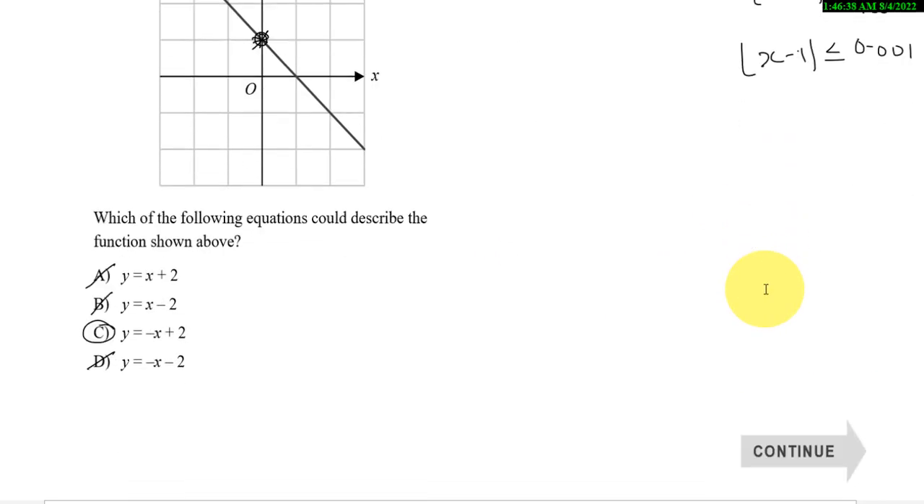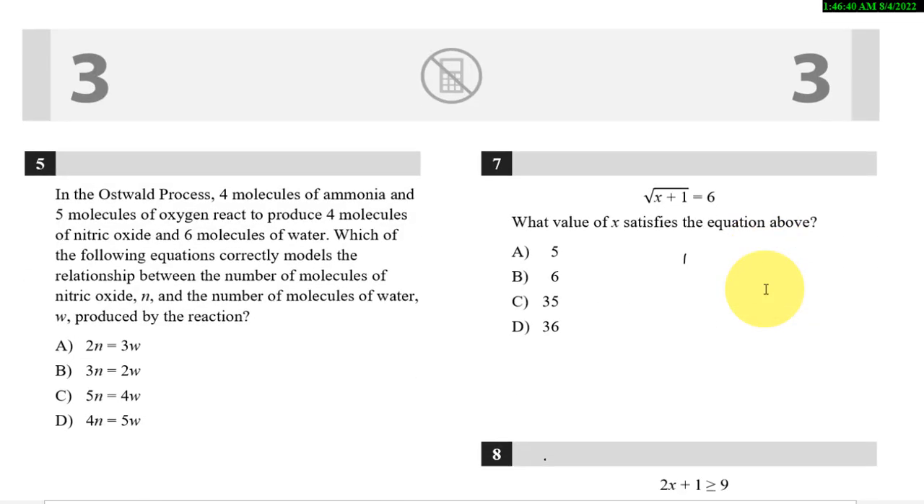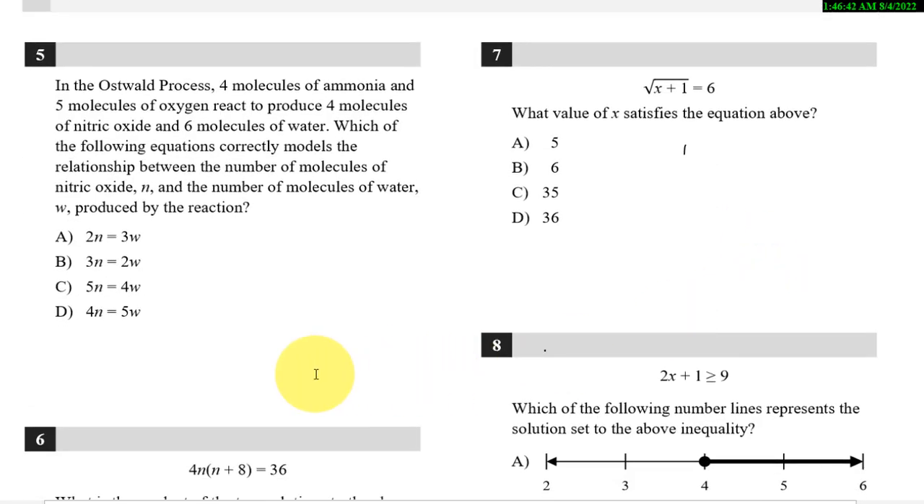Alright. Number 4 is done, so we head to number 5. In the Ostwald process, 4 molecules of ammonia and 5 molecules of oxygen react to produce 4 molecules of nitric oxide and 6 molecules of water. Which of the following equations correctly models the relationship between the number of molecules of nitric oxide N and the number of molecules of water W produced by the reaction?